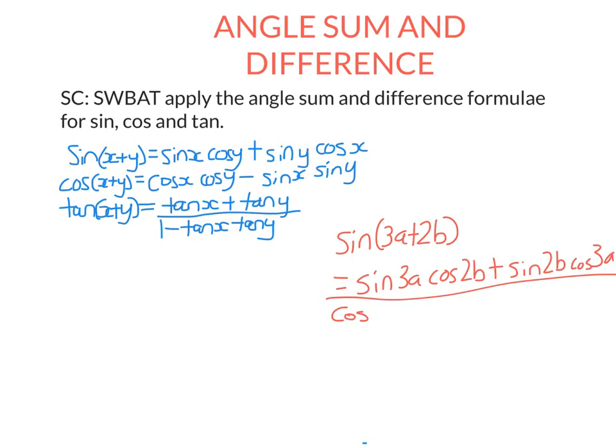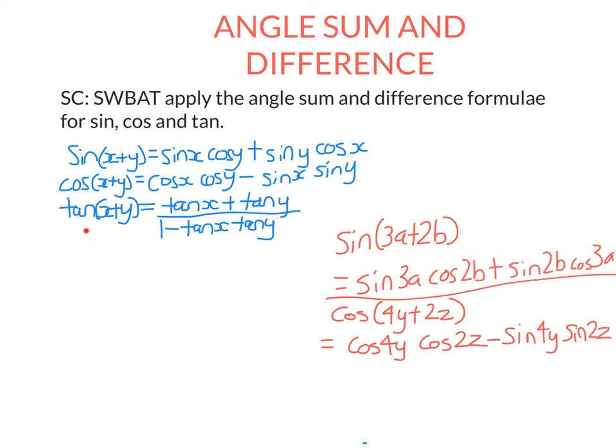So let's say I have cos of 4y plus 2z. Then that is just cos of the first. Now cos is different. It's cos of the first times cos of the second. I had a friend in school who used to always say cos loves itself. So that's cos of the first times cos of the second. And then even though this is a plus in here, it's a subtract. We subtract sine of the first times sine of the second. So this is just how we expand sine, cos, or tan when we have two angles being added together.